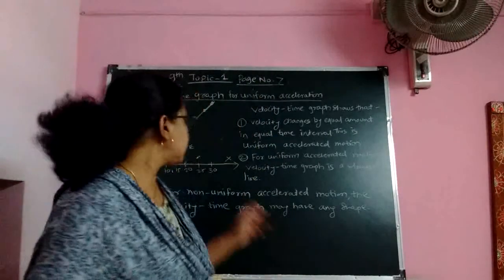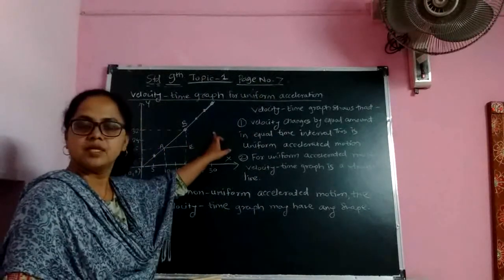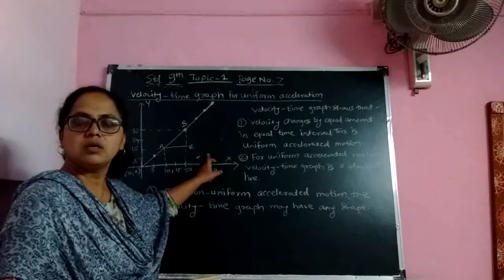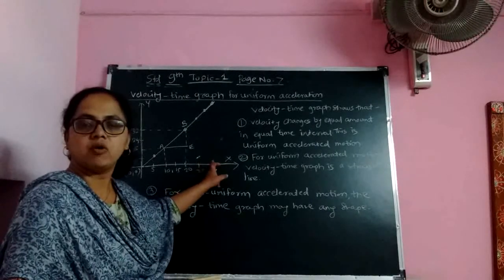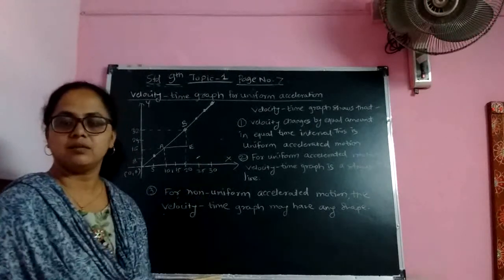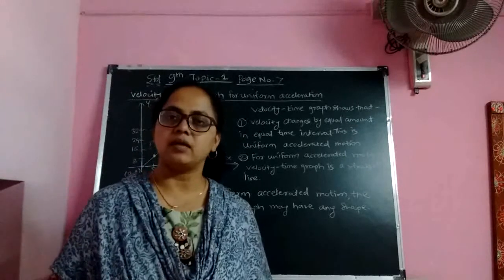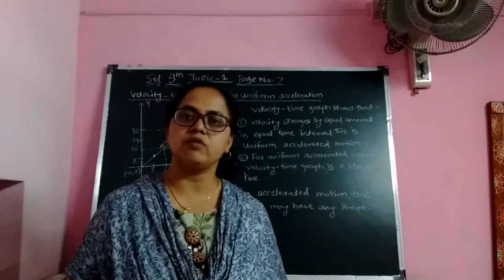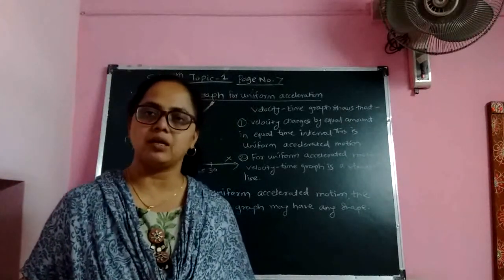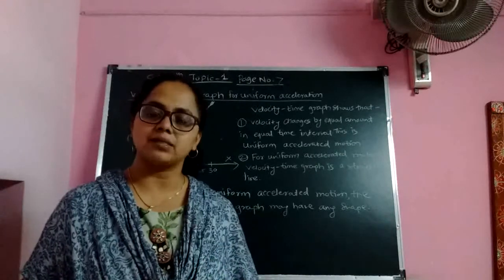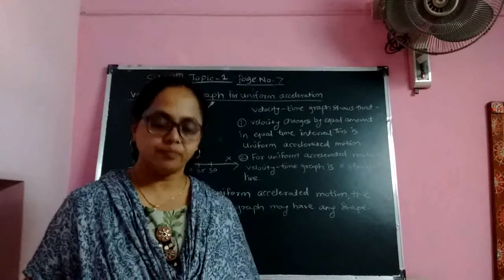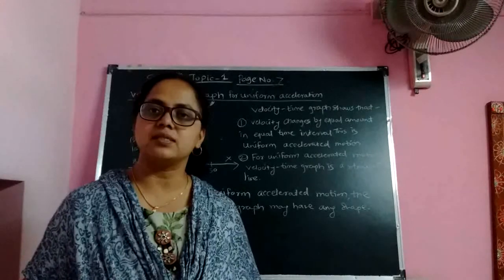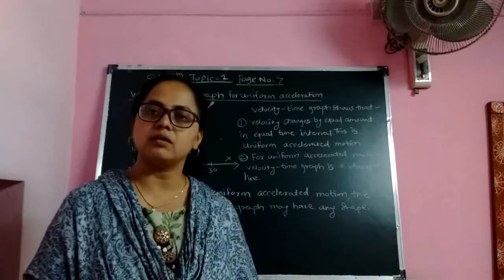Then what to find out? You can see here, this graph is also a straight line. That is, it is not of any irregular shape or another shape. It is a straight line. We have also seen that for uniform motion, the velocity time graph is a straight line, and for uniform accelerated motion also the velocity time graph is a straight line. You can see here the conclusion.